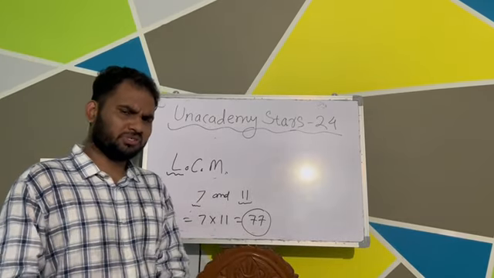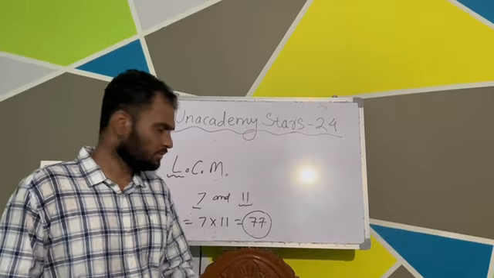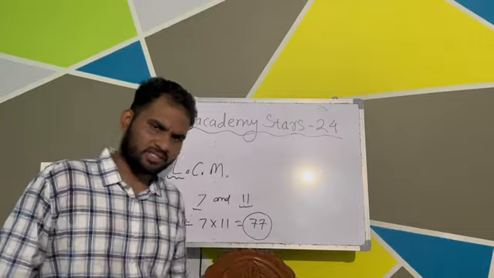You just have to remember two simple rules. That if it is a multiple, then the bigger number will be the LCM. If those numbers are prime numbers, you just have to multiply them and you will get your LCM.